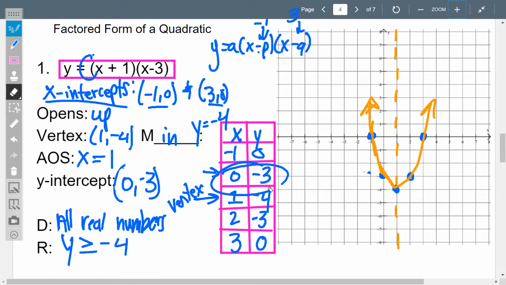So we can see it's very similar to the way we graphed in other forms. The only difference is setting up our table, finding the vertex using the x-intercepts instead of something else.